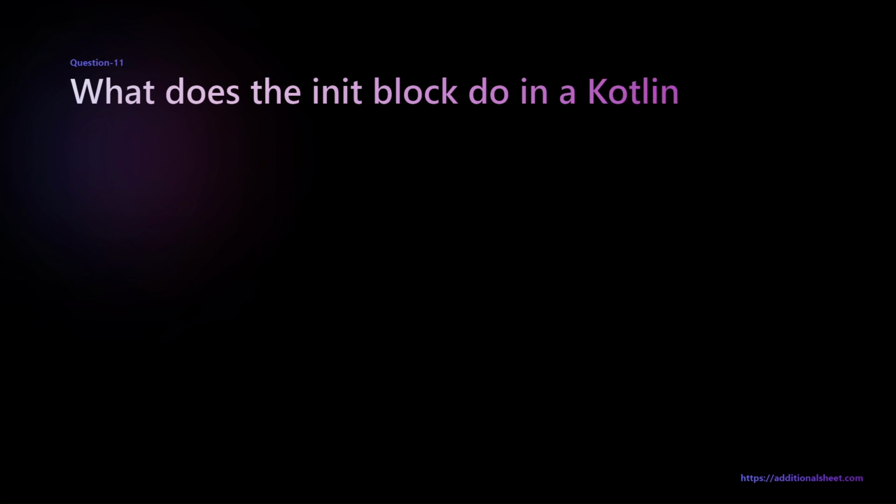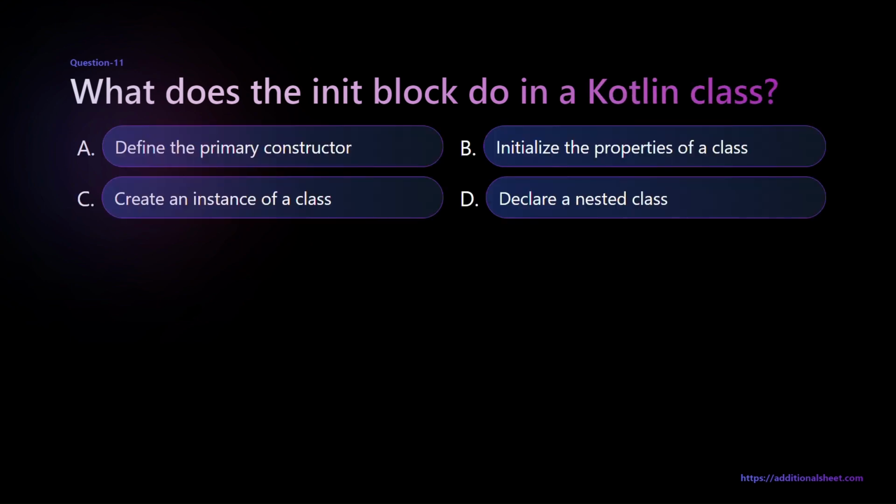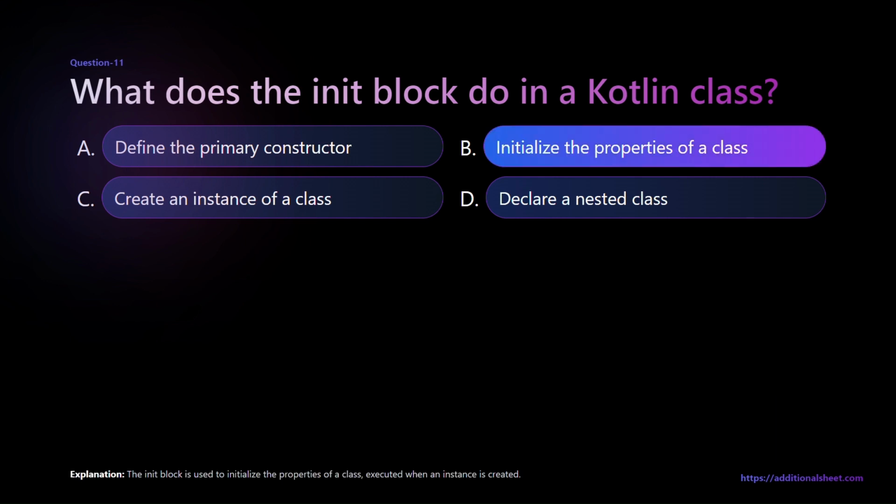What does the init block do in a Kotlin class? Option A, define the primary constructor. Option B, initialize the properties of a class. Option C, create an instance of a class. Option D, declare a nested class. The correct answer is option B, initialize the properties of a class.